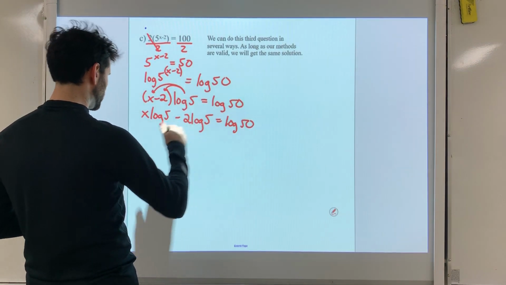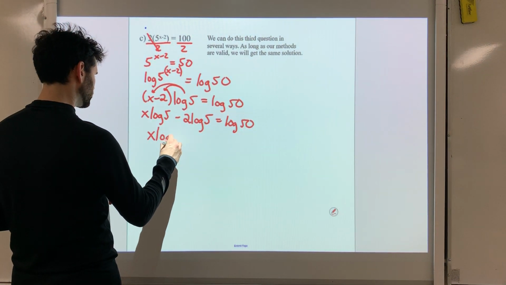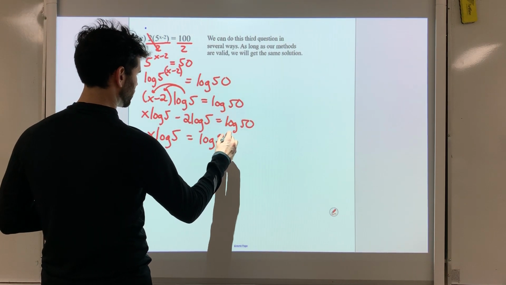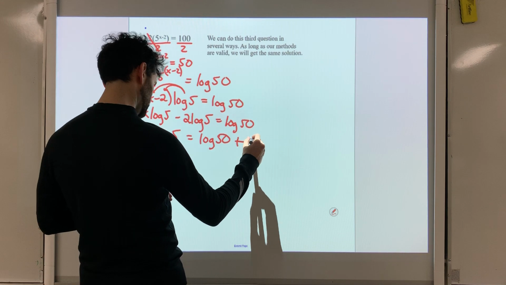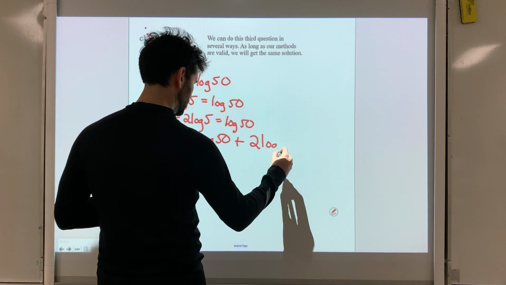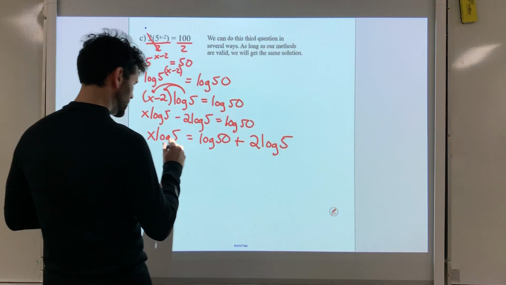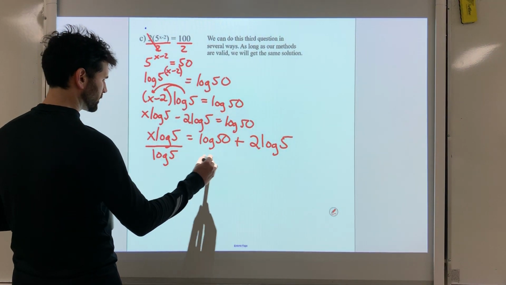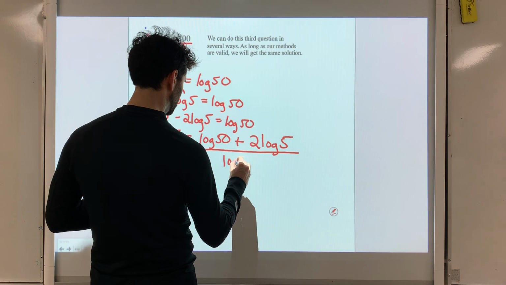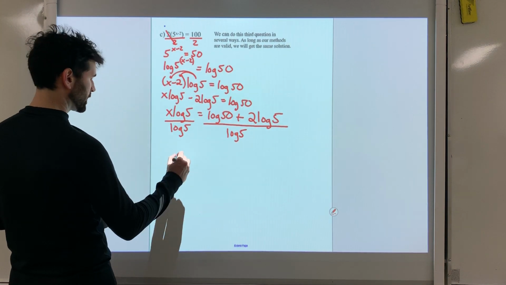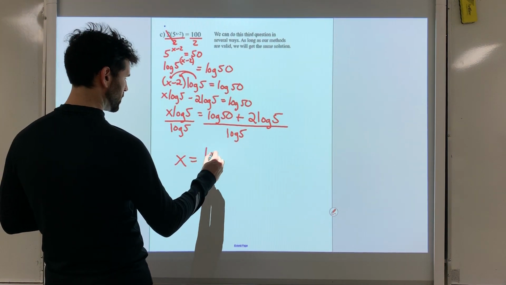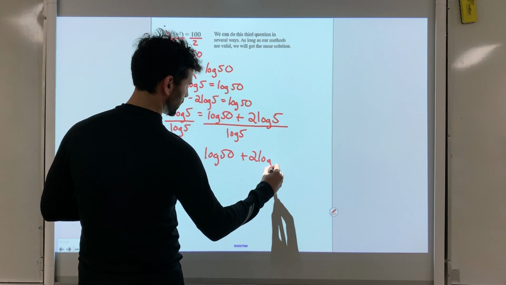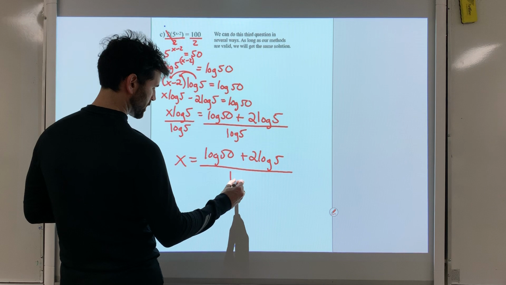I think that's sort of what we're used to doing, right, is generally distribute it into the brackets. So now I can move that over to that side. Right, so add that to both sides. So you get log 50 plus 2 log 5. And now we have x times that log, so just divide both sides by log 5. Everything on this side by log 5. And you're going to get x equals log 50 plus 2 log 5 divided by log 5.